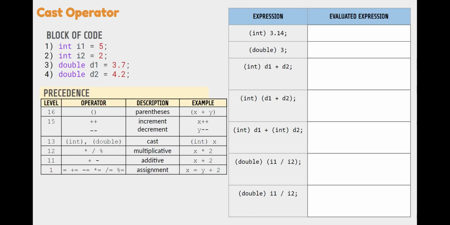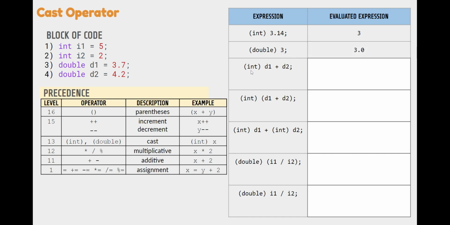So take a minute and try to work through these expressions, try to evaluate these expressions, and let's see what you get when you do. Our first expression, we are going to int 3.14. When we turn that into an int, that turns into the integer literal 3. Next line, we're going to double up a 3. When we double up an integer literal 3, we get the double value of 3.0.